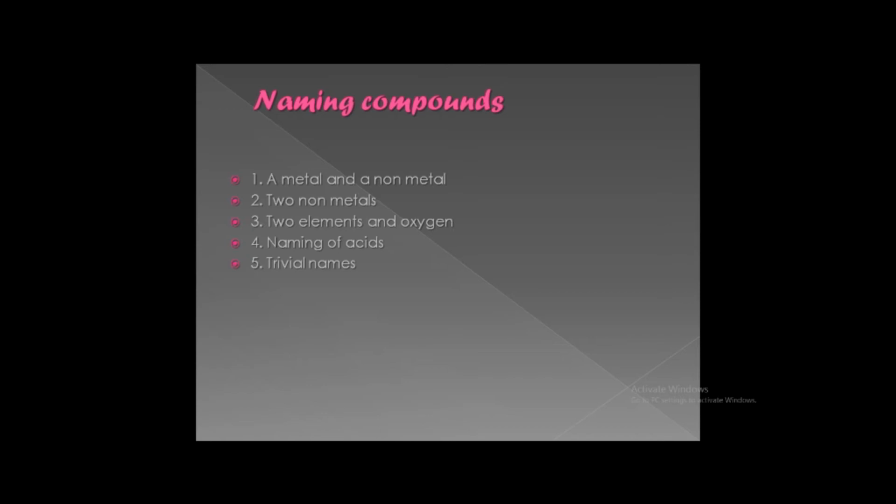Sodium is a metal and chlorine is a non-metal. How to read? We'll read sodium as such. For chlorine, we'll add a suffix -ide. So the compound will be named sodium chloride.